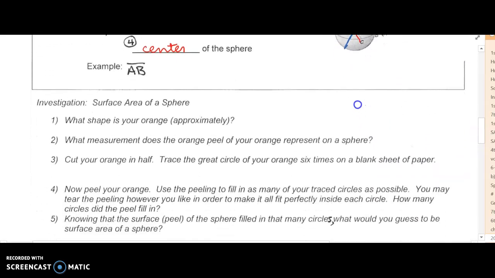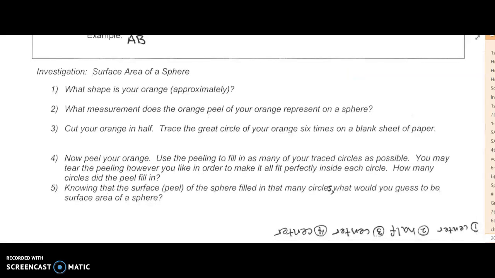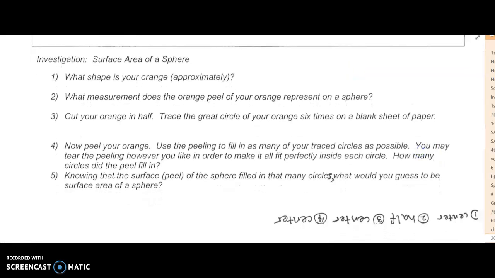Okay, so I'm super bummed. Our next investigation would have been really fun in class. It has to do with peeling oranges. So I'll let you watch the video on peeling oranges to help us figure out the formula for surface area of a sphere. And orange, by the way, is going to be our code word for the day.